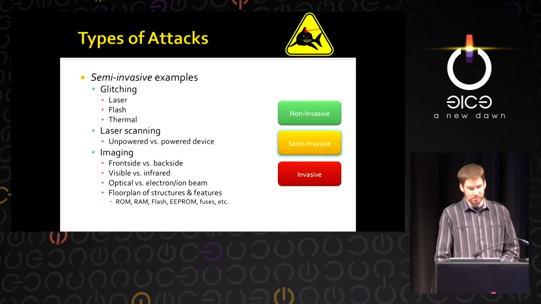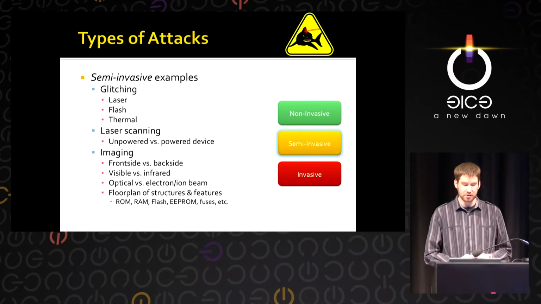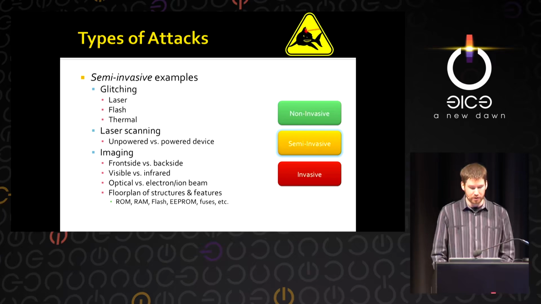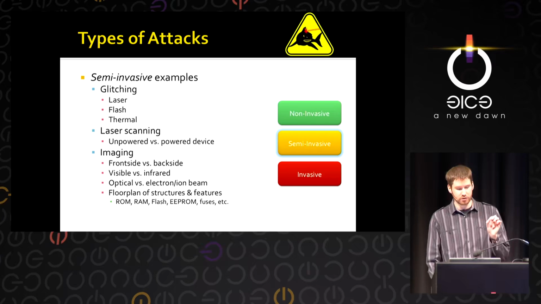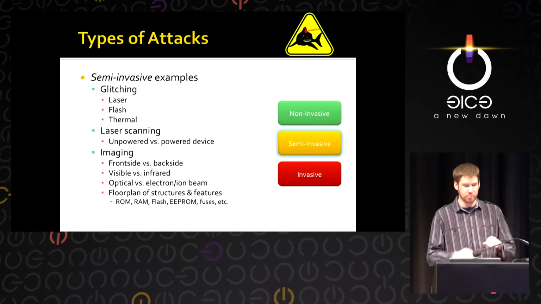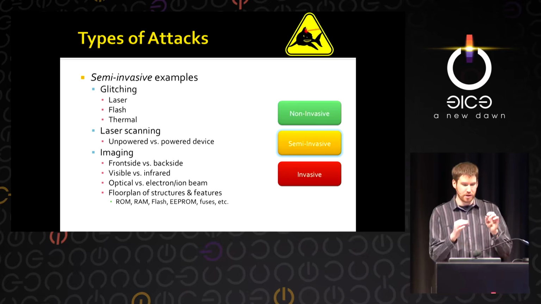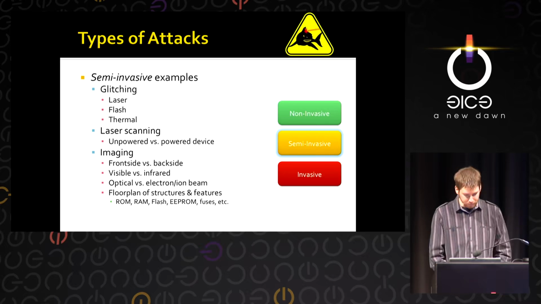So some semi-invasive examples: glitching, you can still glitch semi-invasively. So now you've got access to the chip's surface in some way, so you can use things like laser, flash, like a camera flash, high-intensity light, and thermal glitching, where now you might be able to direct a source of heat at a more precise area, but it could still be fairly unreliable, or you'll end up altering bits or transistor gates in a larger area.